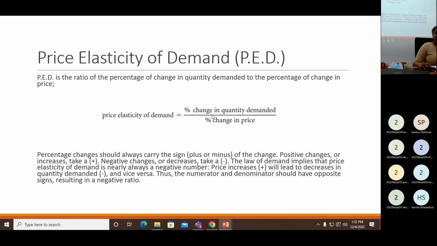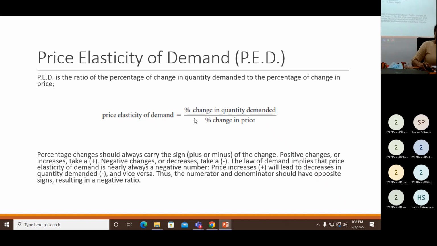Percentage change in price is the independent variable. When price changes by a certain percentage, how much the quantity demanded will change, in what percentage, is your dependent variable. So you can calculate using this formula. Now when you look at this formula, the percentage change in price can be a positive change or a negative change. In the sense, price can either increase or decrease.